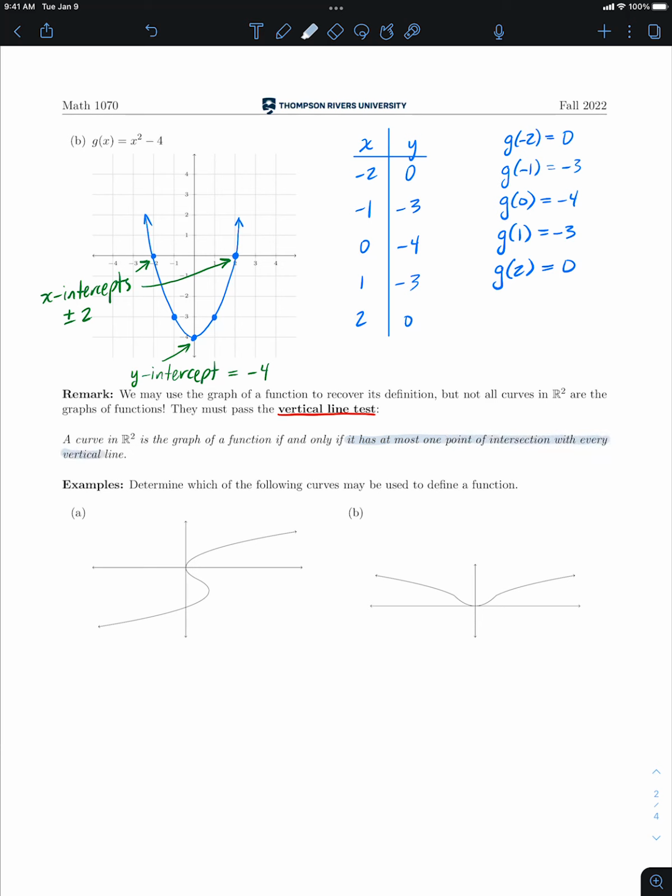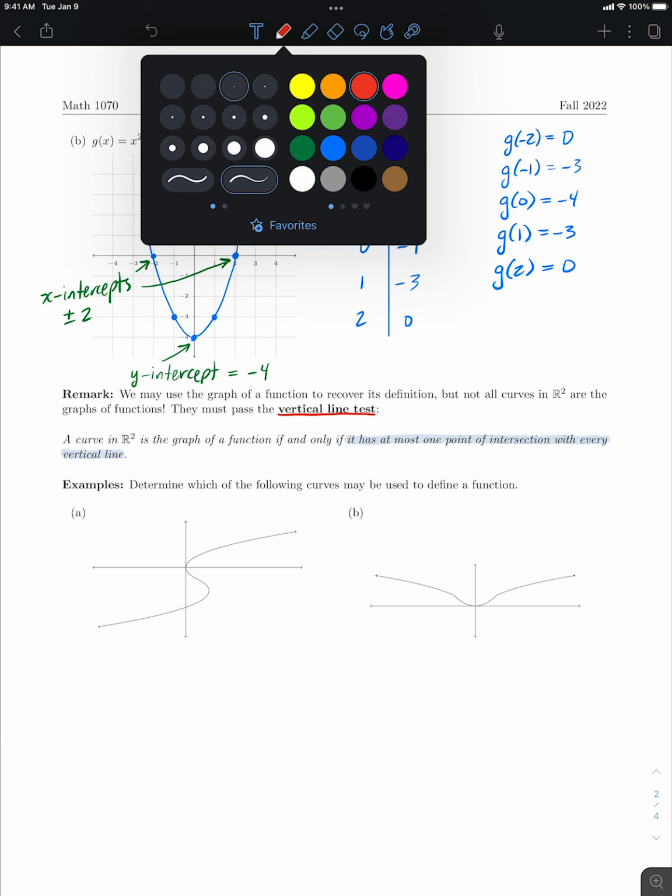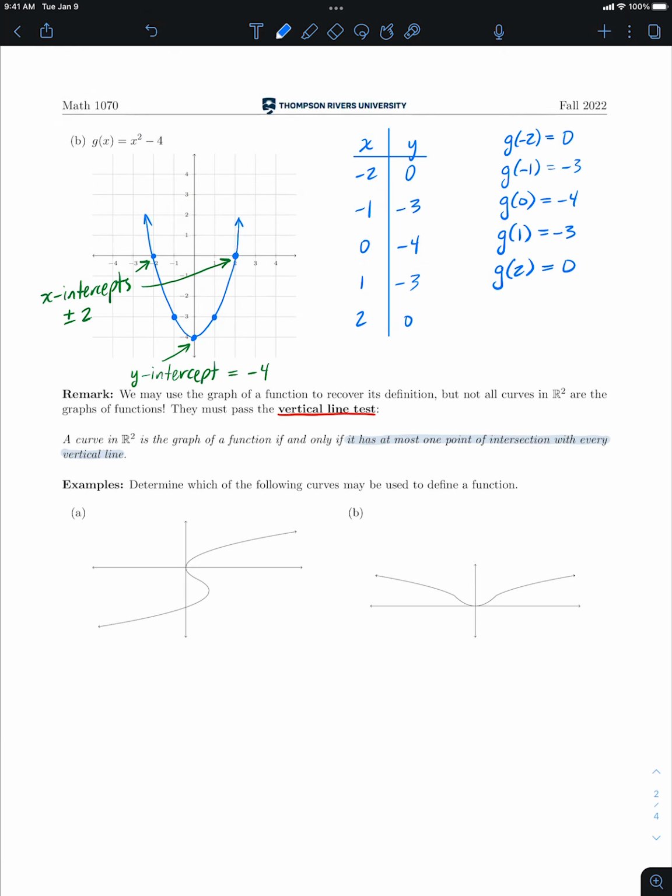Every vertical line that you ever draw can only ever touch that graph at one point. If it ever hits any vertical line at more than one point, well, then it's said to fail the vertical line test, and then in that case, it's not the graph of a function. So here's two examples, and we're going to figure out which of these two graphs are actually graphs of functions. And maybe neither of them are, maybe both of them are, maybe one is and one isn't. The vertical line test is how you will determine that.